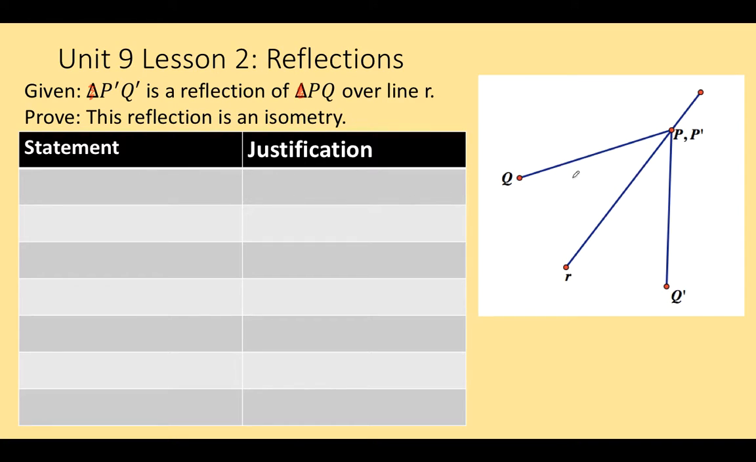And so to prove that it's an isometry, we need to prove that these two lines are congruent, that they're exactly the same. And so here's what we're going to do. We are going to create an auxiliary. So first we've got, obviously, the given. And then we're going to create Q prime. And this is our auxiliary.